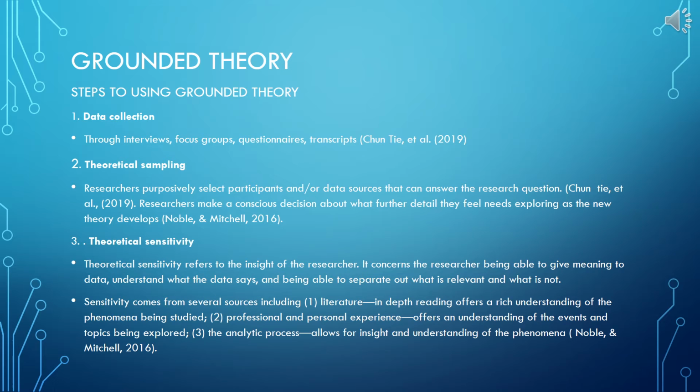Steps to using grounded theory. The first step is data collection, which can be done through interviews, focus groups, questionnaires, and transcripts. The second step is theoretical sampling. Researchers purposefully select participants and/or data sources that can answer their research question. Researchers make a conscious decision about what further detail they feel needs exploring as the new theory develops.